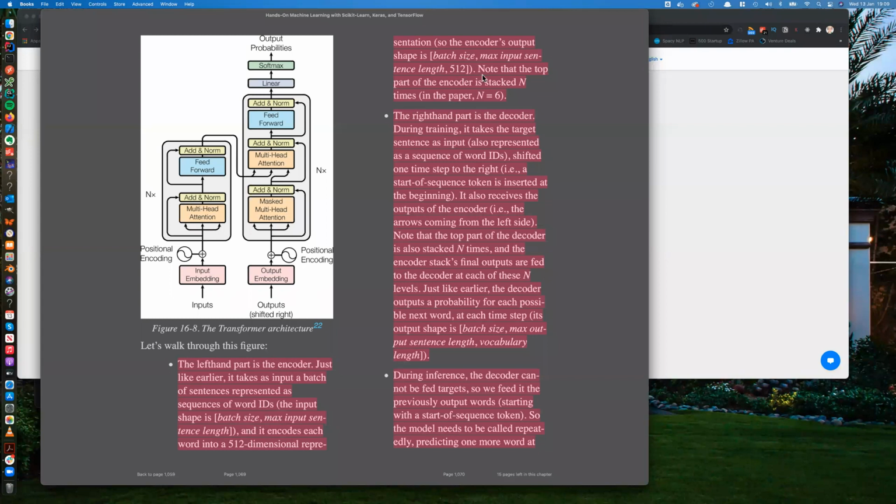So note that the top part of the encoder is stacked N times. Basically, this is one particular unit, and you'll have N number of those, one after another. In the original paper, N was 6, but things have become a lot bigger now. I think BERT base might be 6, and then BERT large might be 12. I'm not sure, but yeah. So the idea is there's a variable number of these units that you can add one on top of another.